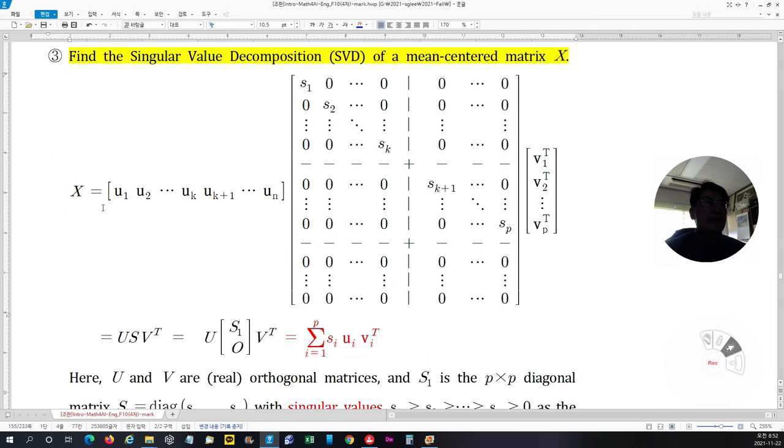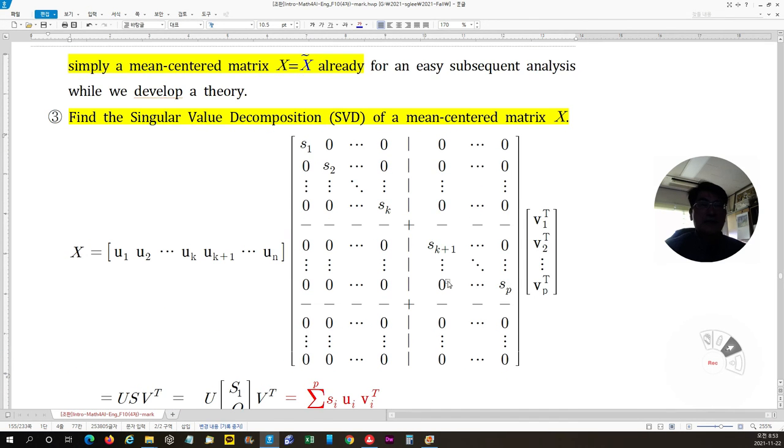So X can be factored as the U matrix times the S matrix times V transpose. In here, the S matrix has the singular values on the main diagonal, and its size is the same as the size of the data matrix, n by p. So here we have an n by n matrix U, S is an n by p matrix, and V transpose is a p by p matrix.